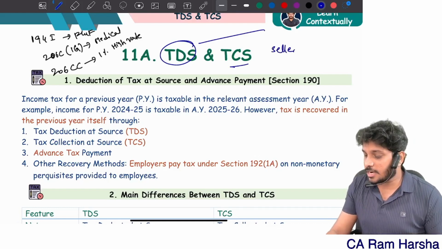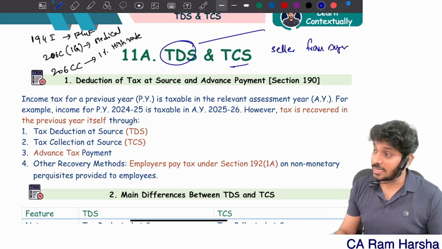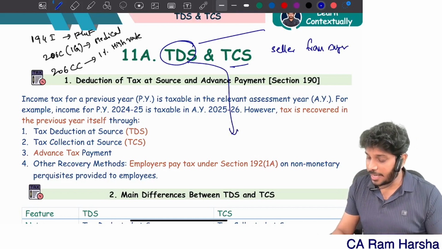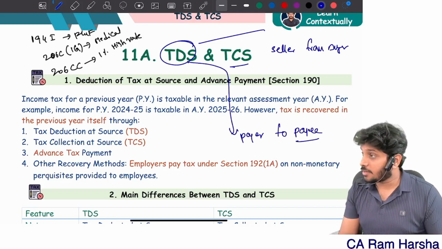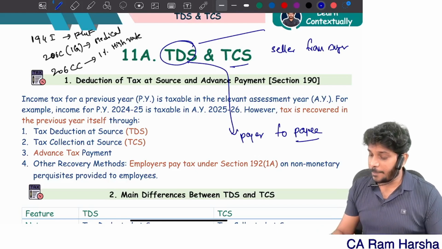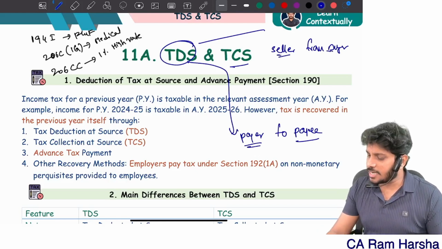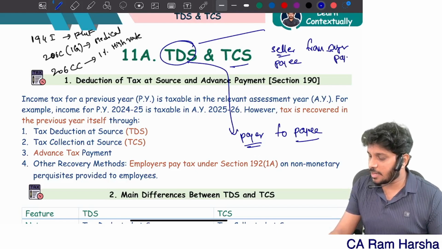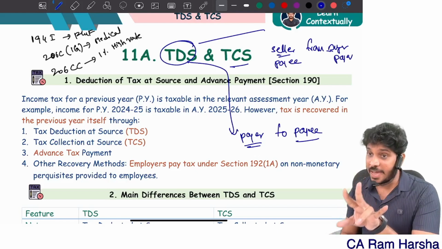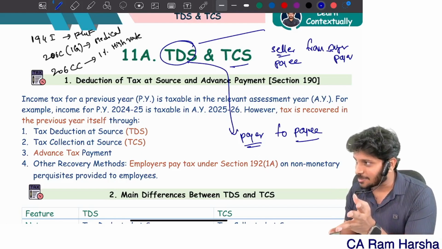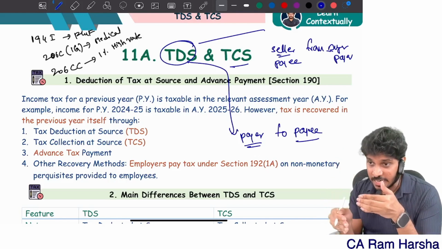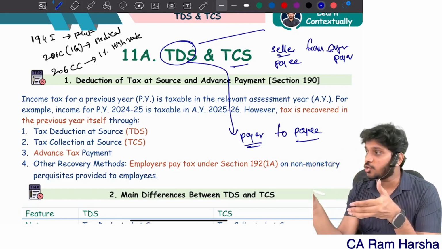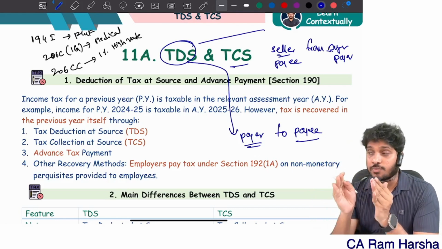TCS is collected by the seller from the buyer. TDS is deducted by the payer while paying an amount to the payee. In seller and buyer, the seller is actually the payee and the buyer is actually the payer. In TCS, the payee will collect from the payer. Technically, in TDS, the payer will deduct some money, and the balance amount will be paid to the payee. This is also called withholding of tax.